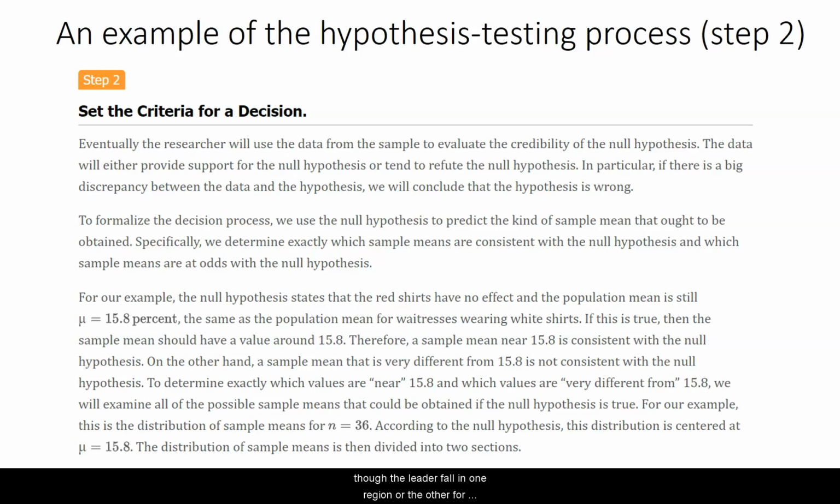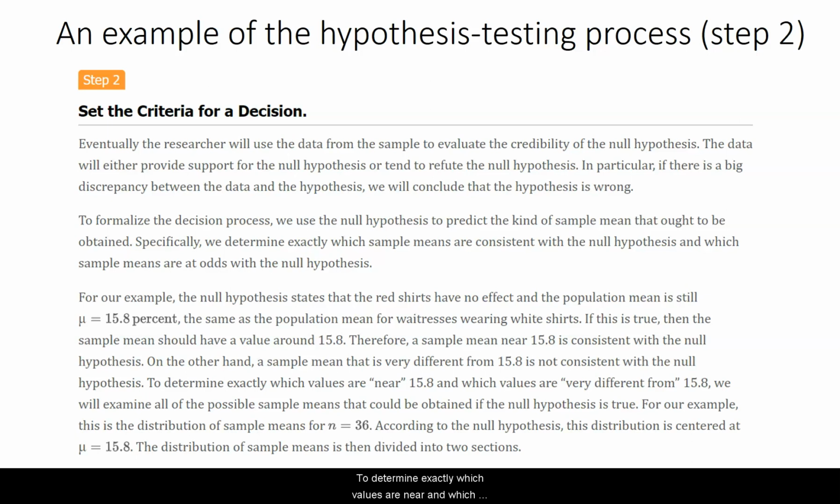For example, the null hypothesis states that the red shirts have no effect on the population mean of tips, and it's still 15.8%, the same as the population for waitresses wearing normal shirts. If this is true, then the sample mean should have a value around 15.8. Therefore, a sample mean near 15.8 is consistent with the null. On the other hand, if a sample mean is far away from 15.8, then we will say it's not consistent with the null hypothesis, and we might reject it.